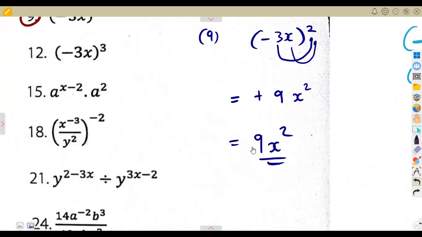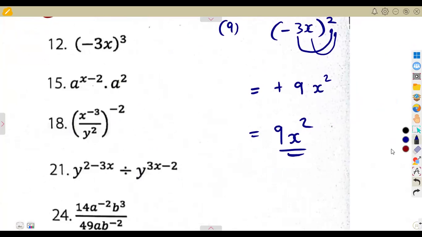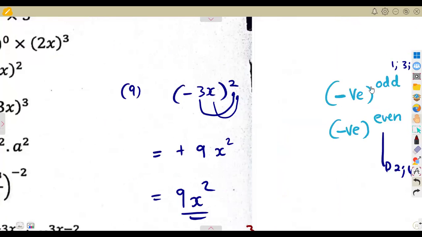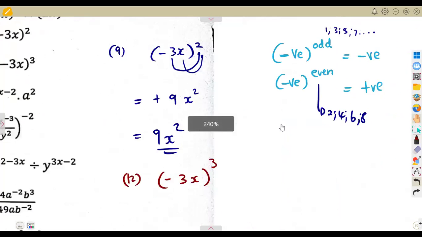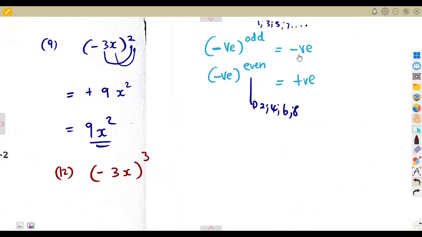So if you check number 12, with the same situation, there is a minus 3x being raised to the exponent of 3, and 3 is representing what? An odd number. So if you raise this to an odd number, it is going to remain as a negative. So we are going to have a negative 3 to the exponent of 3, that is 27, x to the exponent of 3. Whenever you raise to an odd exponent, it remains as a negative.